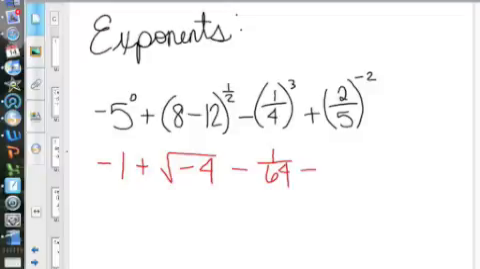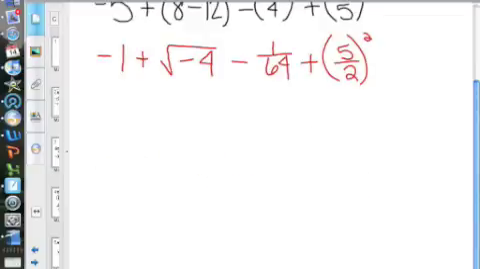And then in this last term, I have a negative exponent. What does a negative exponent mean? Invert. Invert whatever is being raised to that power. So this actually becomes 5/2 raised to the second power. Okay, now let's take each thing here and keep going.